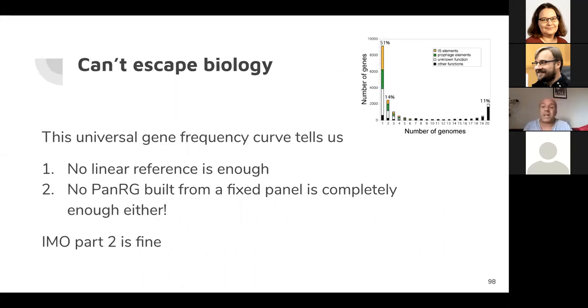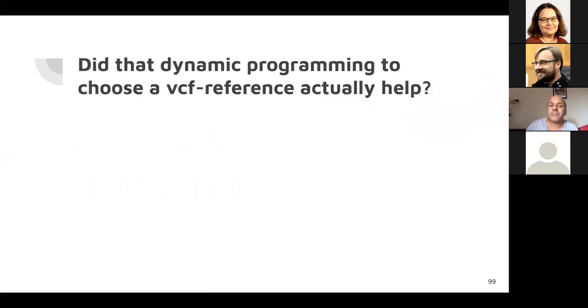And just a reminder, you can't escape biology. You can't escape this frequency curve. No linear reference is enough, but no pan-genome reference graph is either enough because it's also built from a fixed panel. And when you add more samples, every new genome you see in E. coli, you find genes you've never seen before. So it's less biased than a linear reference. It's not perfect IMO, that's fine.